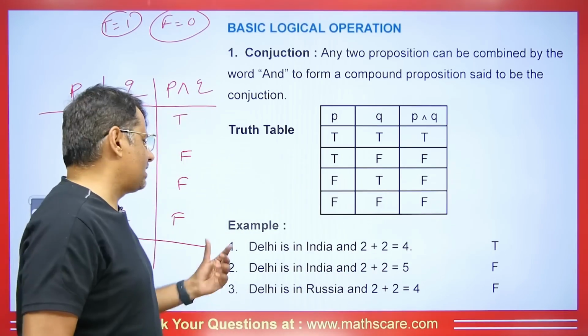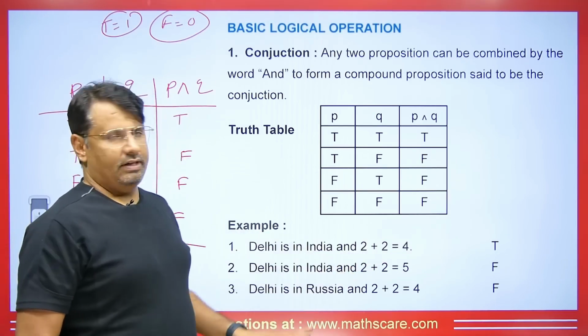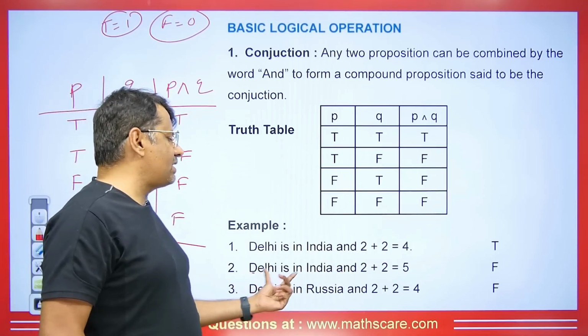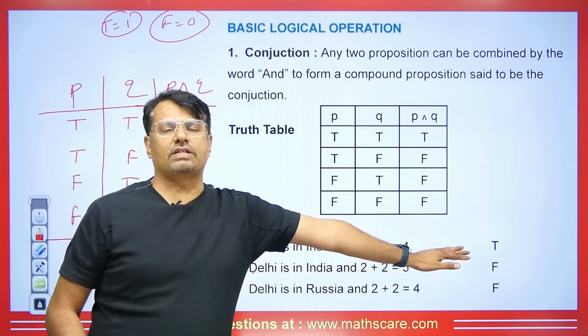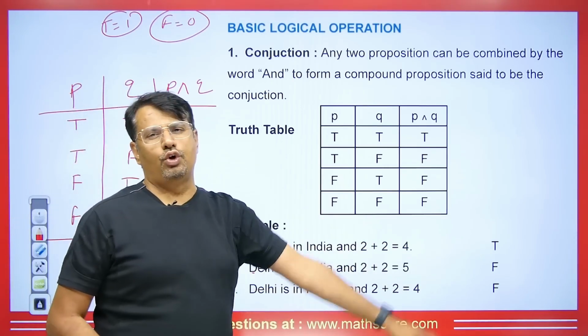So what will the total statement be? It's true. Now it is saying Delhi is in India and 2 plus 2 is 5. So this is false because the statement is right till here, but after this it is wrong. So the total statement will be what? False. And the next question says Delhi is in Russia and 2 plus 2 equals 4.